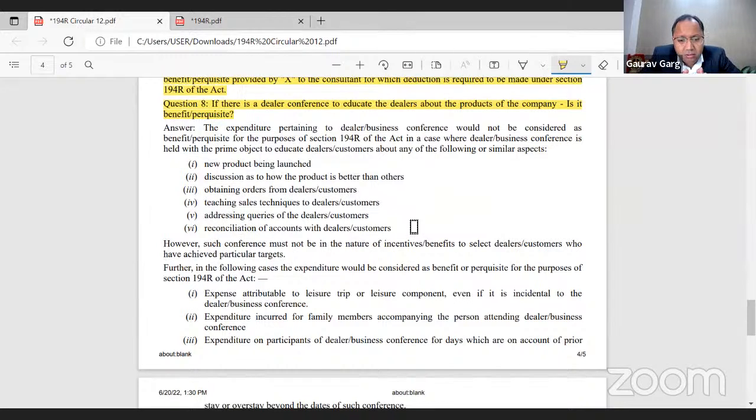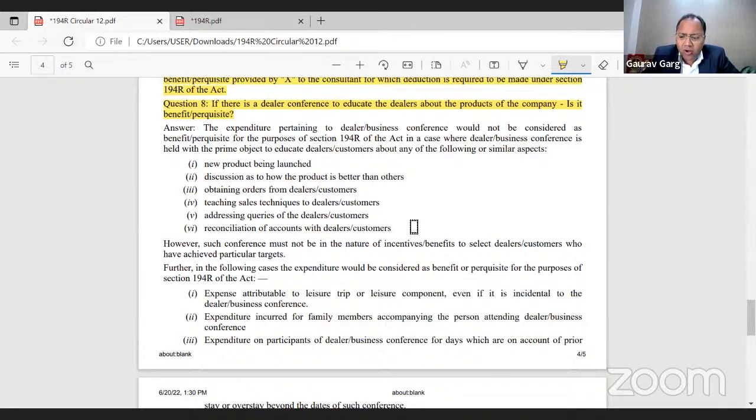But if they are enjoying, if the conference, you want to keep it for let's say 1 day, but you are allowing your dealers to come 1 day before and stay there for 2 or 3 days more, then 1 day wala period we can remove from the benefit, but balance 2 days, 1 day before and 1 day later, will become taxable. Dealers are allowed to come, but if dealers are coming with their wife, their kids, I think then you are extending the benefit or perquisite to your dealer. So whatever the expense you have incurred on their family, that will become taxable.